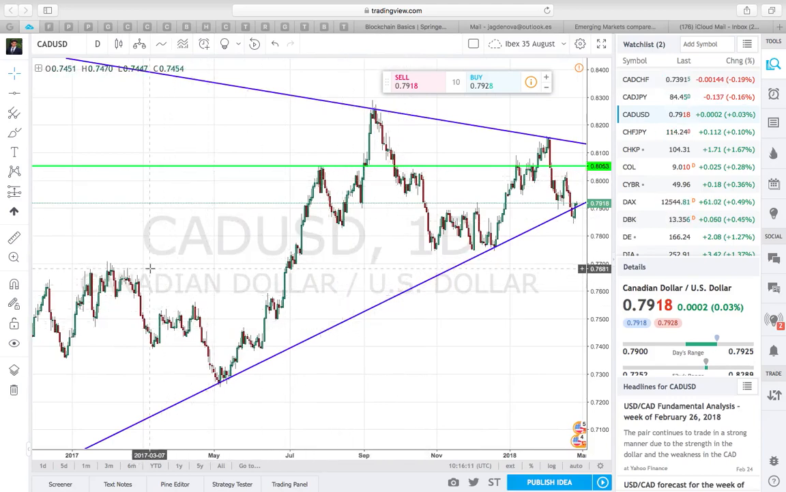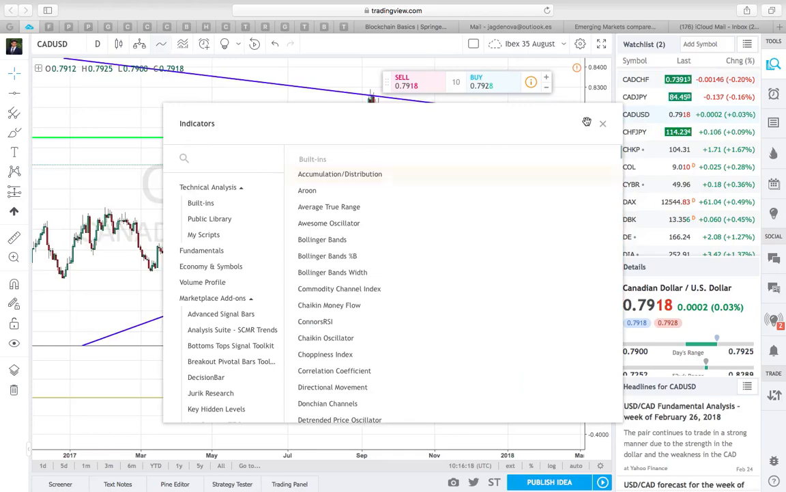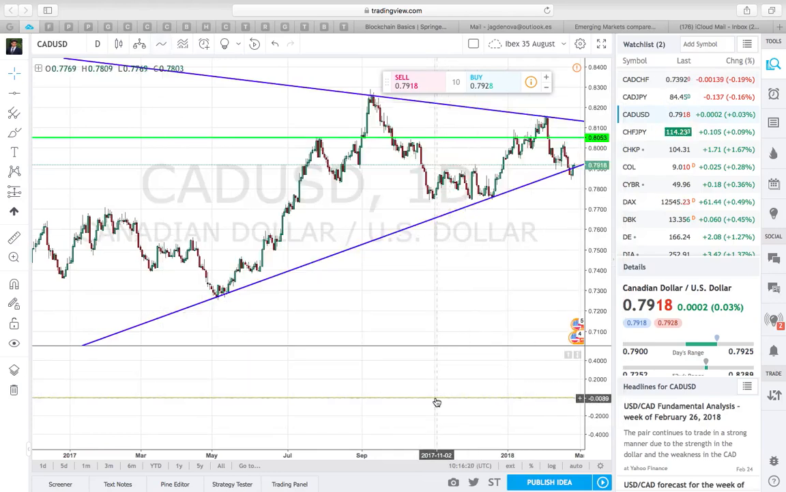We can also implement some indicators to see, for example, the MACD. Well, no, not this one. Sorry.